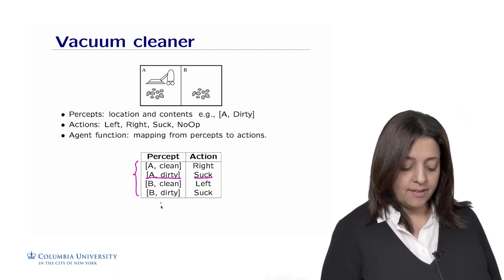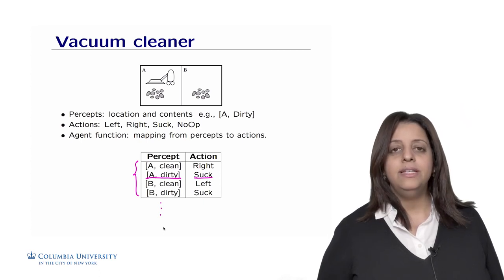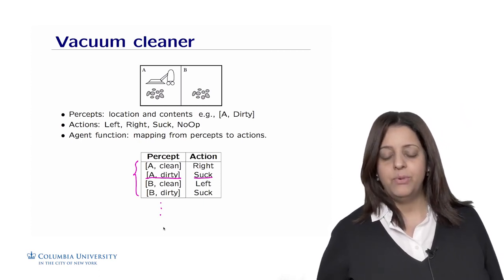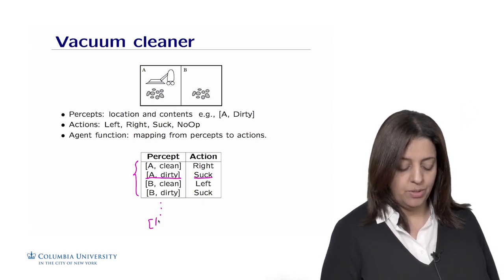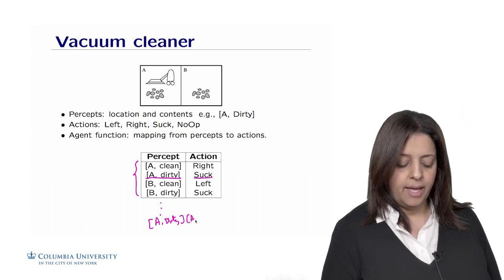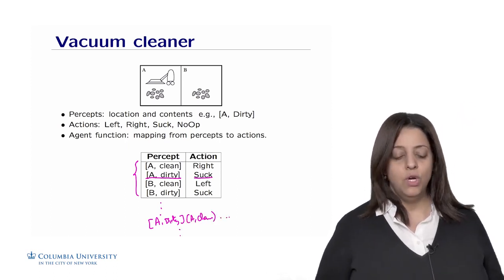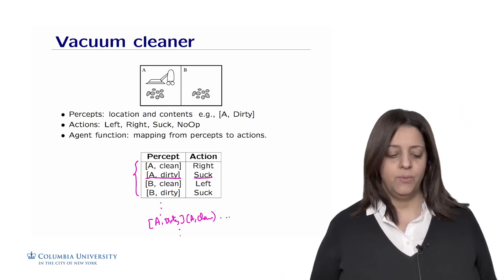So we could make this table longer by not only keeping single percepts by themselves, but having combinations of percepts or sequences of percepts. For example, if A was dirty, and then A became clean, what to do, right? So we can extend this table to not only maintain the percept, but also sequences of percepts.